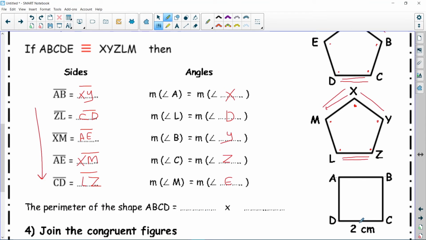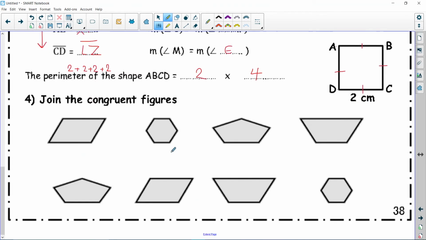This shape is square. Then all these sides are equal in length. The perimeter is the sum of all the sides. 2 plus 2 plus 2 plus 2, 4 times, or I can write 2 by the number of sides, 2 by 4. Stop the video now and try to solve number 4.